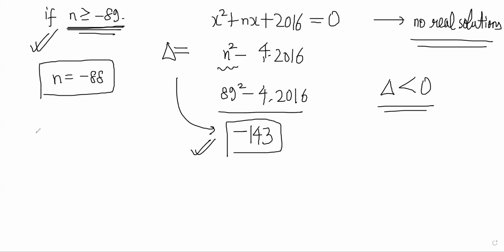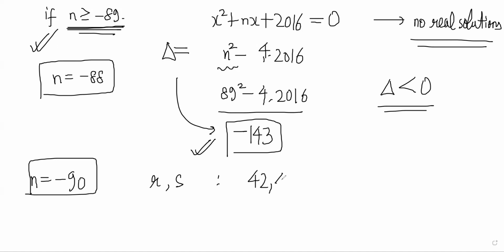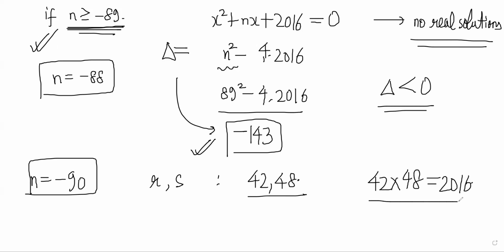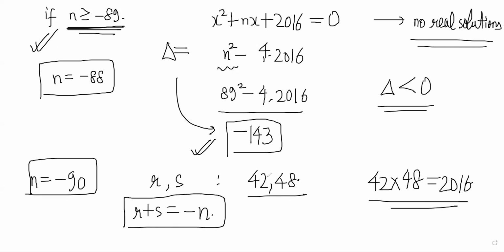How did we come to this number? We knew that n must be minus 90 because then only your R and S are basically 42 and 48, whose product, 42 times 48, was 2016, right? And R plus S was minus n, so that's how we got n as minus 90, right? How did we come up to 42 and 48? Because we were trying to minimize the value of R plus S.